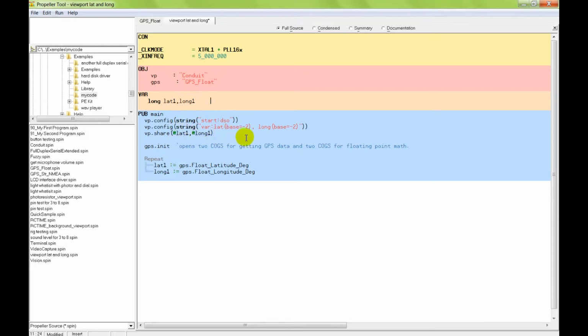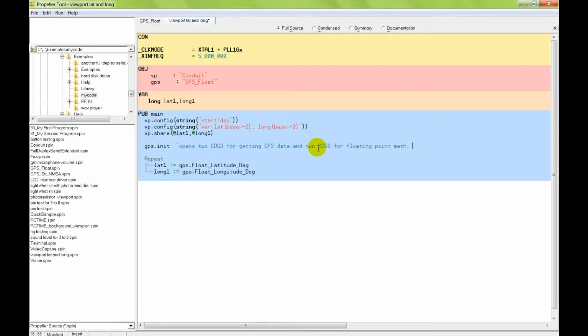The first part of the program just sets up the viewport so that the propeller will talk to it, these first three lines. The next line sets up the GPS. Now this object from the propeller object exchange uses two cogs for getting the GPS data and two cogs for floating point math.